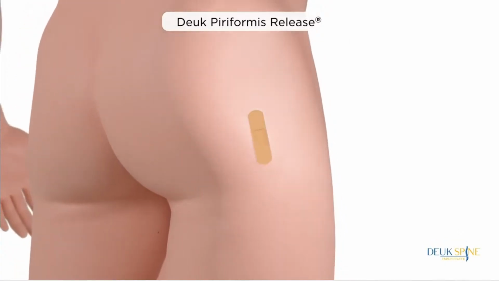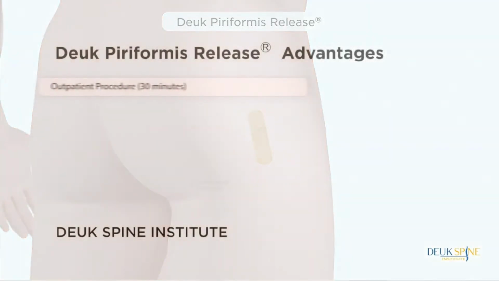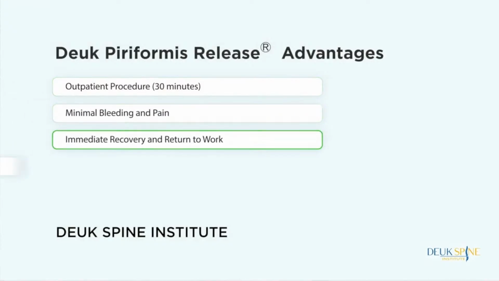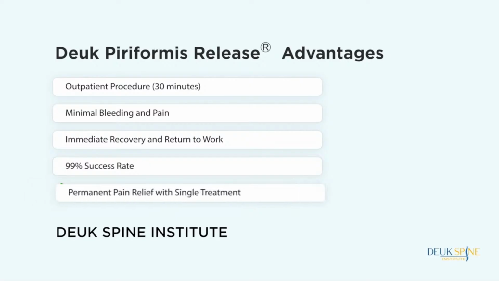The advantages with the Deuk piriformis release is that it's an outpatient procedure, which would take up to about 30 minutes. Minimal bleeding and pain after the procedure with an immediate recovery and return to work the next day, as well as a 99% success rate with permanent pain relief with a single treatment.